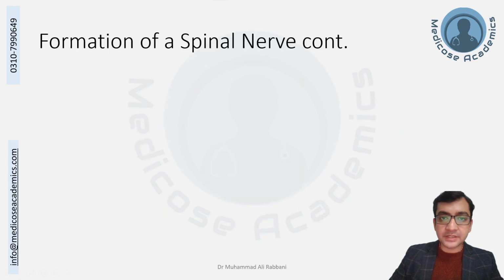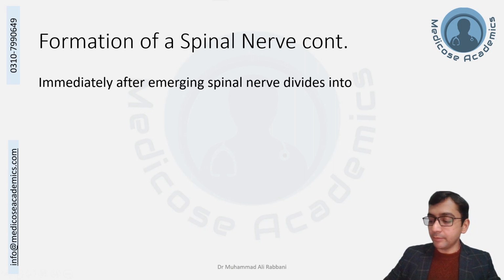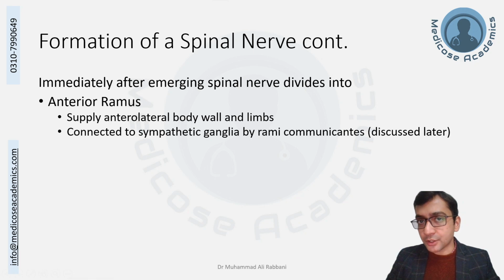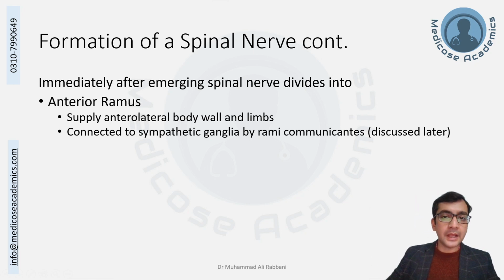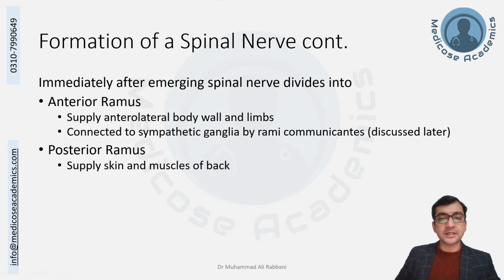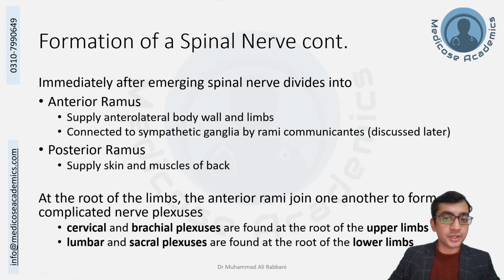Now let's see what happens to it further. After emerging, the mixed nerve immediately divides into the anterior ramus. This is the branch that supplies the anterior and lateral walls of the body, including the limbs. It has connections to the sympathetic nervous system, and it forms the different plexuses. The posterior ramus is the branch that goes to the back and supplies the skin and muscles of those areas. This is the posterior ramus.